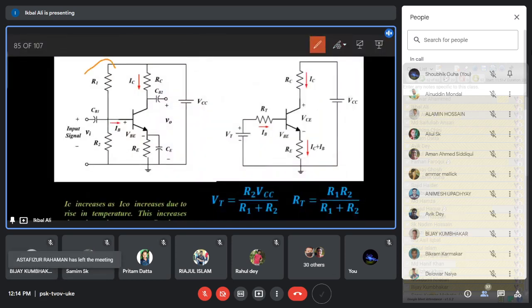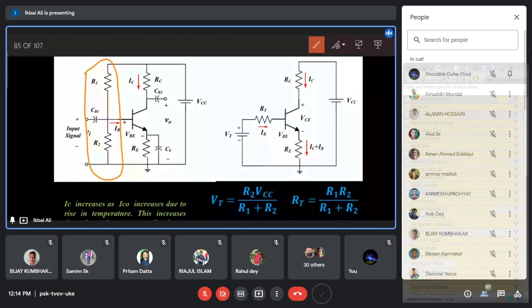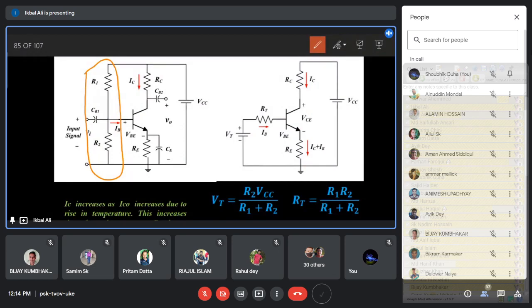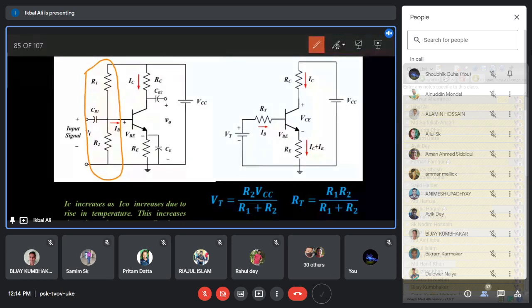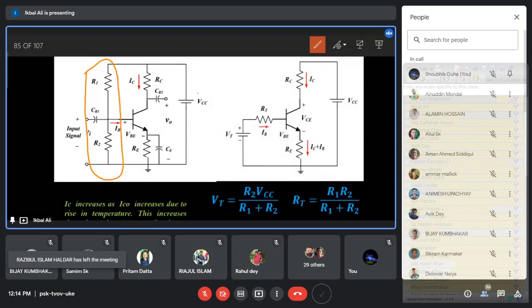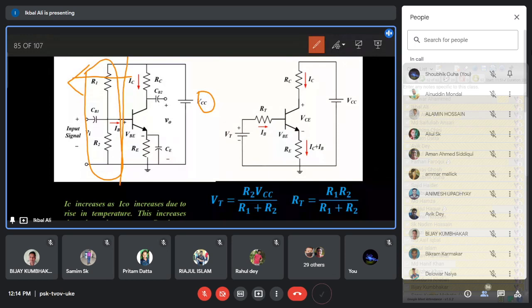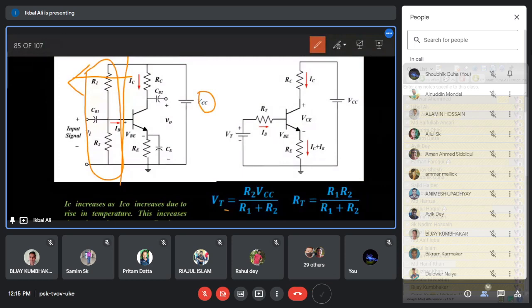This portion of the circuit has been simplified because if you maintain the construction of the original circuit, it will be complicated to analyze. R1 and R2 together with VCC actually supply the base, and we can simplify the circuit from this portion towards the left-hand side. We applied Thevenin's theorem and got the simplified circuit. We calculated the Thevenin voltage VT, which is R2 VCC by R1 plus R2, as well as the Thevenin equivalent resistance RT, which is R1 R2 by R1 plus R2.